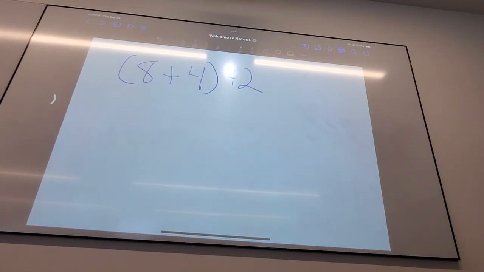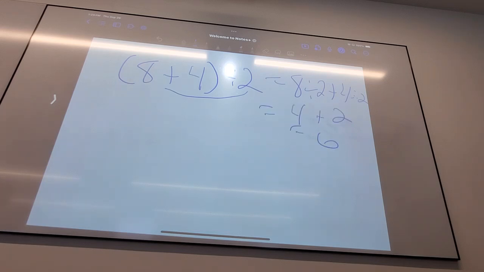8 plus 4 is 12, divided by 2 is 6. So whatever I do, better come out to be 6, or you can throw it all out. So if I distribute, 8 divided by 2 plus 4 divided by 2? What's 8 divided by 2? 4. 4 divided by 2 is 2. I still get 6. So why does this work?